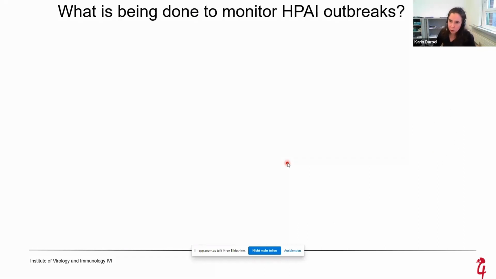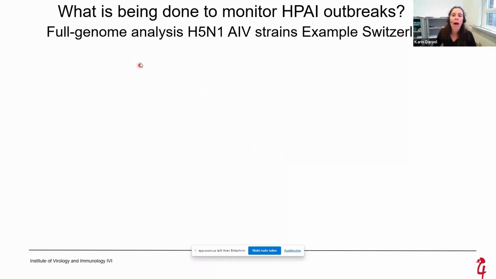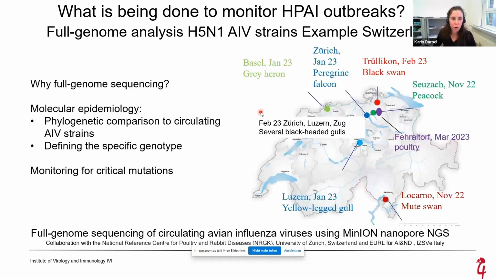So what is being done to monitor HPAI outbreaks? Many countries analyze their circulating H5N1 avian influenza virus strains by full genome analysis. And here we are presenting some examples from Switzerland. So why is full genome sequencing being carried out?